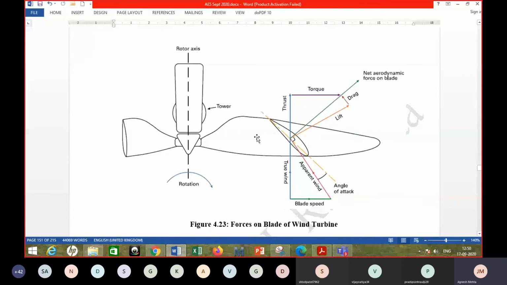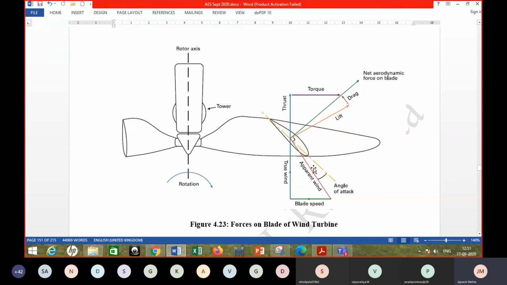You can consider the blade to be moving downward, so the whole thing is in that vertical plane. The blade speed in that case is vertically downward, while the wind speed still remains horizontal. This is the direction of the apparent wind, which is nothing but the resultant direction. Then you draw the chord of the blade, and the angle made by the apparent wind with the chord of the blade is the angle of attack.